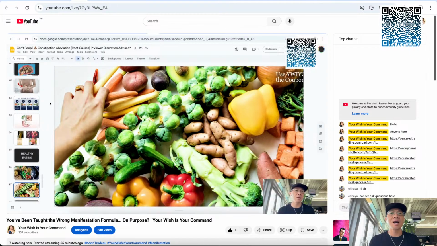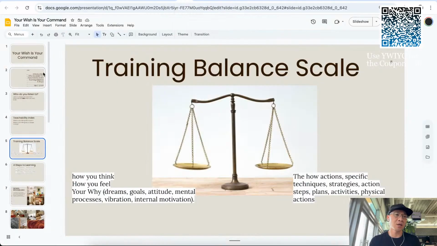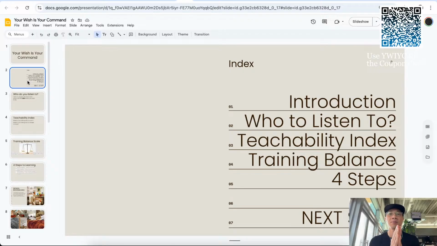I want you guys to really go through what I talked about today. Today, we talked about 4 specific lessons in Kevin Trudeau's Your Wish is Your Command.